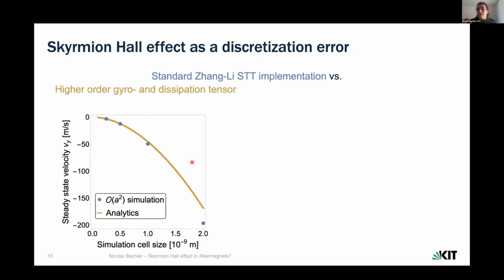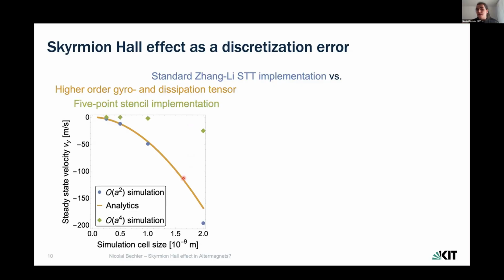And then when we do the analytics with a higher gyro and dissipation tensor, meaning we calculate our Skyrmion Hall effect with that error in mind, we see that the analytics match our simulations very well. And now if we implement the 5-point stencil into Mumax, or into our simulation program, we see that with an order 4 implementation, the Skyrmion Hall angle is much lower than with the order 2 implementation.